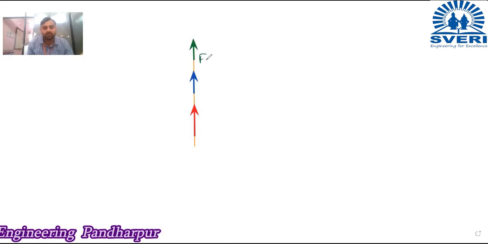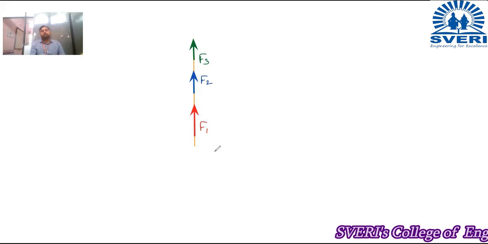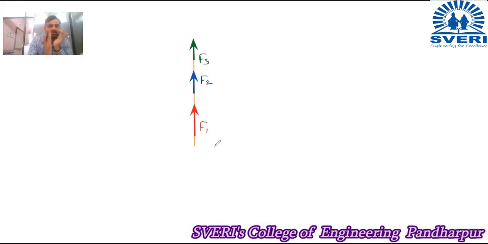All these are the collinear forces. F3, then this is your F2, and this one is the F1. All these are the collinear forces. Now the vertical line we drew, the line of action is vertical.